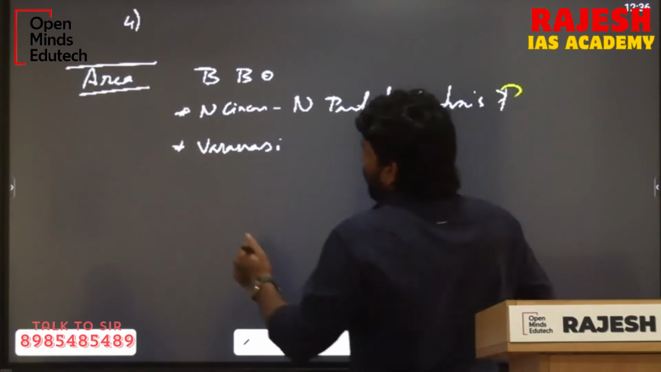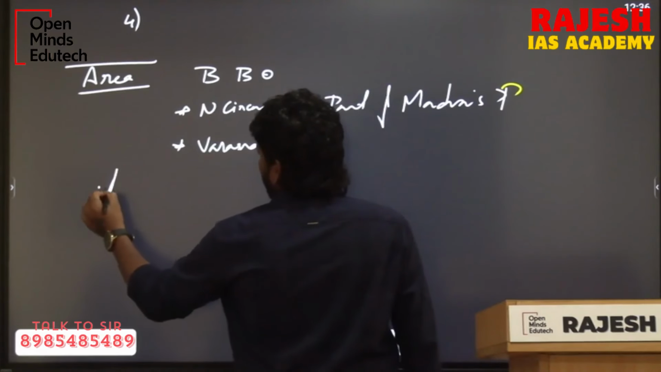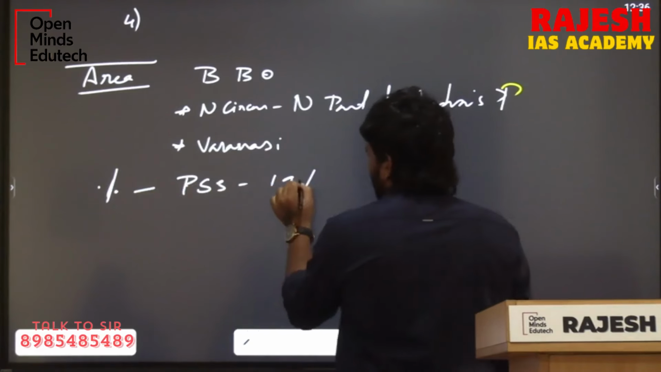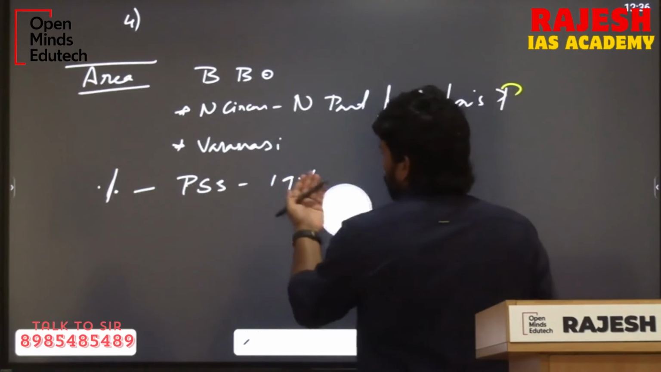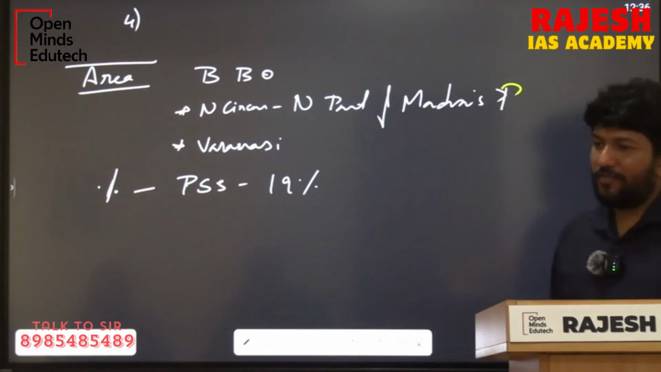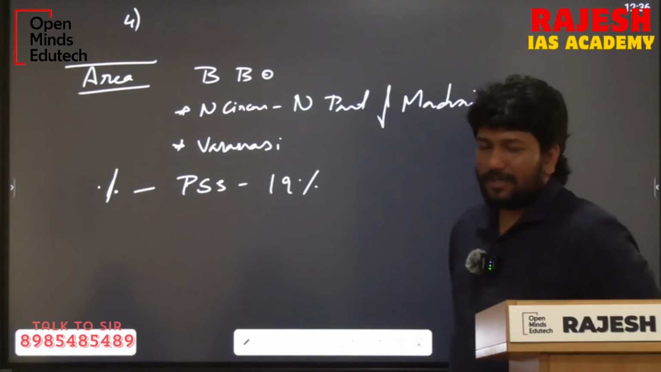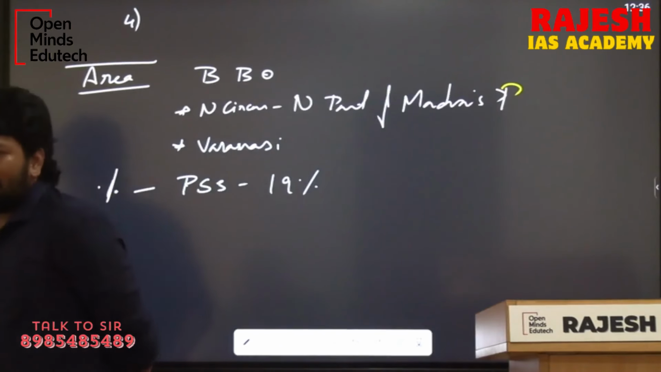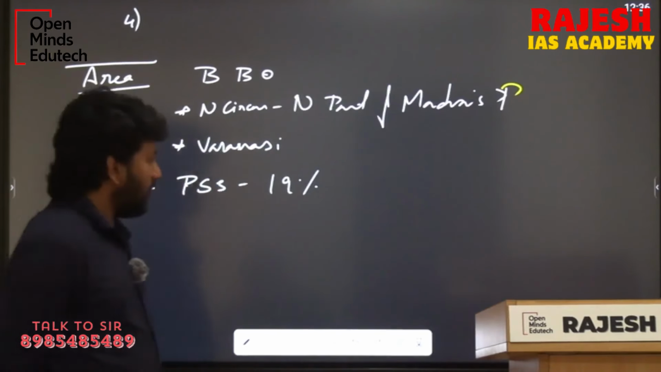So overall, the percentage of the permanent settlement system is 19%, the lowest. Ryotwari is the highest, 51%. Overall, among the three land revenue systems, Mahalwari, Ryotwari and permanent, the permanent settlement is only 19%.